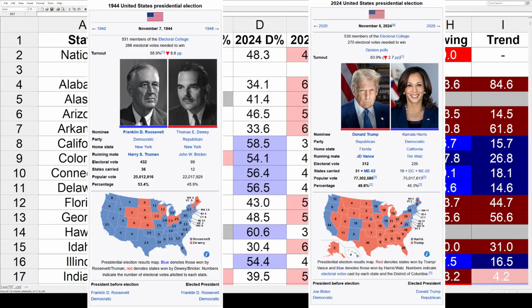In 1944, that was Roosevelt's fourth win. He got another landslide at 432 electoral votes out of 36 states, and he got 53.4%. Thomas Dewey took the loss for the Republicans. He got 99 electoral votes out of 12 states, and that was worth 45.9%. Then we've got 24 up there. I'm not going to go over it. We cover it every time. That is going to take us onto the spreadsheet.